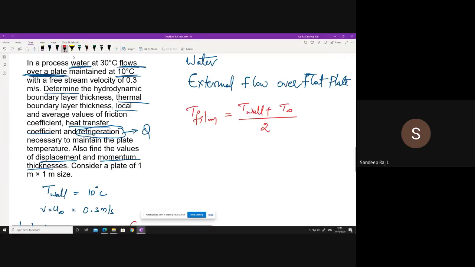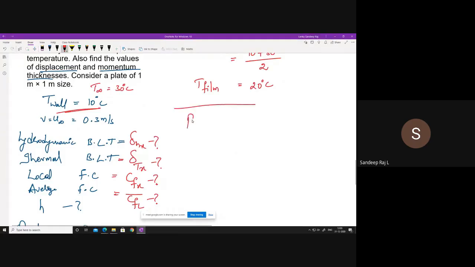T wall is given in the question as 10 degrees centigrade. T infinity is 30 degrees centigrade, given in the question. So let me write this T infinity here. This will be equal to 10 plus 30 by 2. So what is T film? It is 20 degrees centigrade. So I have to get the properties at 20 degrees centigrade for water.